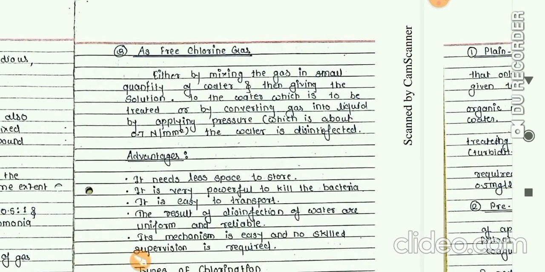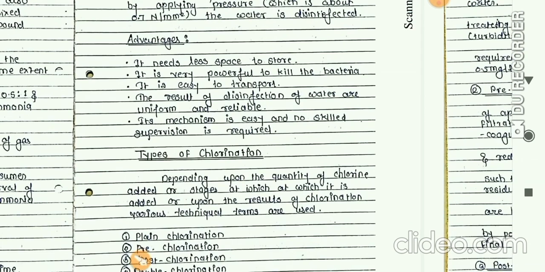Then free chlorine gas. That chlorine gas can be used to kill the bacteria. It can be used as a gas for a small quantity of water, or it can be used as a liquid. It can be converted into liquid by using some pressure. That pressure is equal to 0.7 Newton per meter square, and it can be a liquid. We can use that free chlorine gas as a disinfectant. Then advantages: very less space is required for free chlorine gas, and it is very powerful to kill the bacteria.